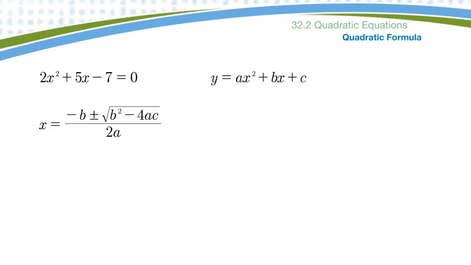Okay, another way of solving a quadratic equation is by using the quadratic formula. So here I've got a quadratic equation. The number in front of the x squared is a, the number in front of the x is b, and the constant term is c. So to solve that, I could try and factor it. Yeah, you can probably factor that one.